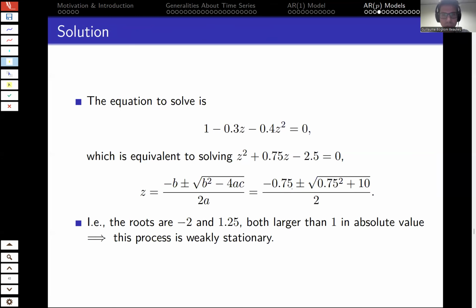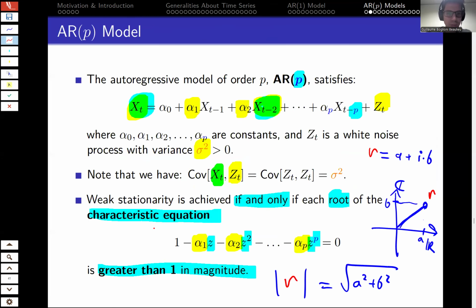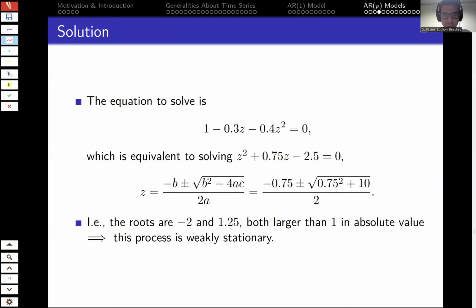The equation we need to solve is as given here: 1 minus alpha 1 z minus alpha 2 z squared. In our case, alpha 1 is 0.3 and alpha 2 is 0.4. So now we're back to our high school mathematics. We need to solve this equation, and we can use the quadratic formula to find the solutions. The z's that make this expression equal to 0 are given here. You have your usual formula.